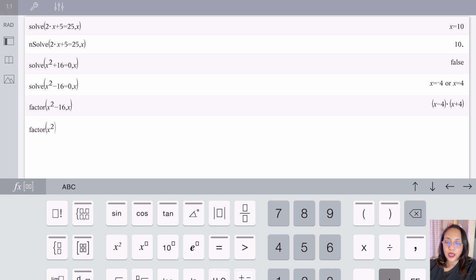So let's try something that is a little bit different. x squared plus 8x plus 16, comma x. And there you have it, x plus 4 squared.